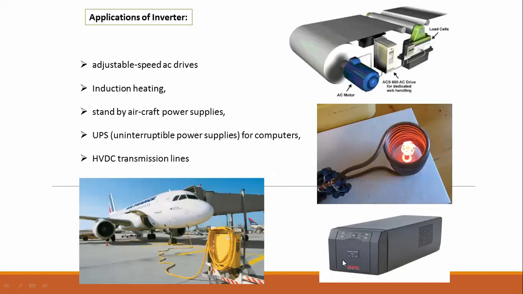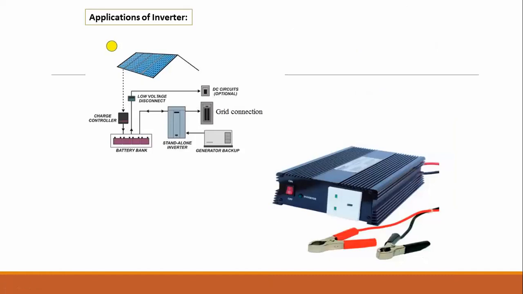Where is the inverter applied? They are used everywhere. They can be used in AC drives, in induction heating, in aircraft power supplies, in the UPS that are used in homes and computers, and in high voltage DC transmission lines. An application of the inverter is that if we are using a solar panel or battery bank and getting power from it, and we want to convert it to AC, then an inverter is required to convert this DC voltage into AC.